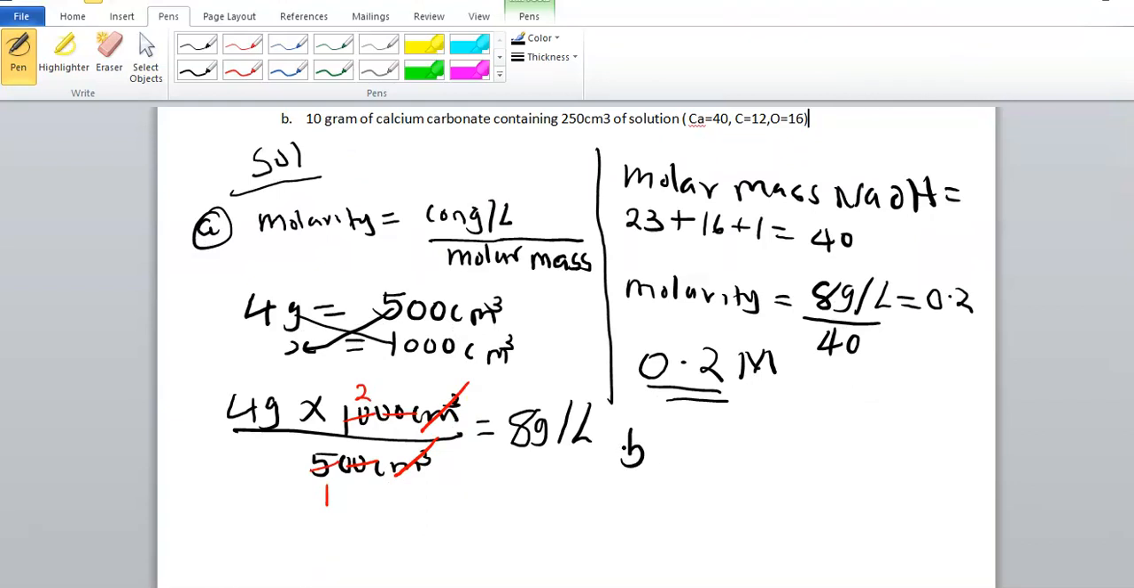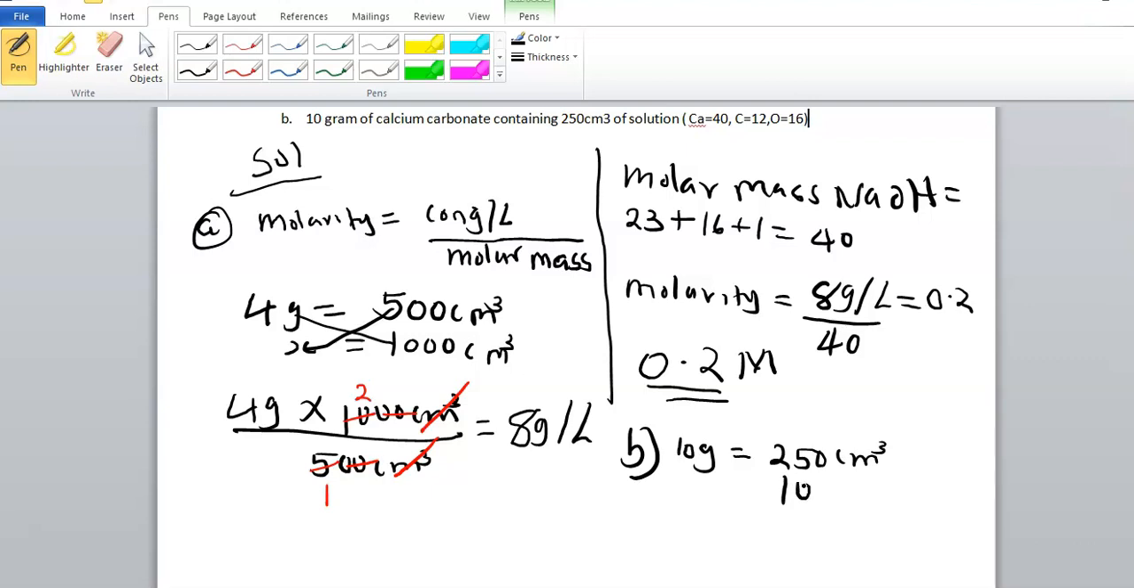So let us also do question Roman 2, Part B, the same way. It's asking: 10 gram of calcium carbonate containing 250 centimeter cubic of solution. First we have to calculate the concentration. How do you calculate the concentration in gram per liter? We will say 10 gram is equal to 250 centimeter cubic.